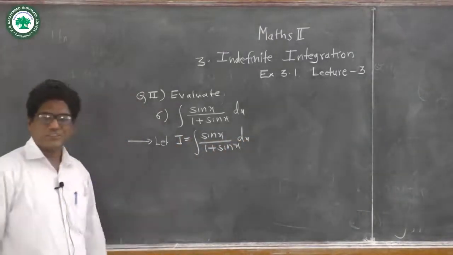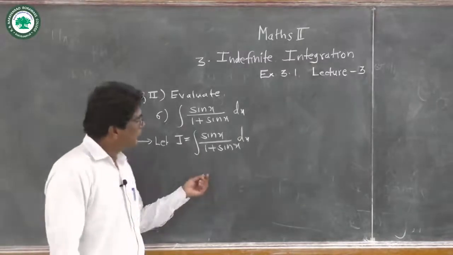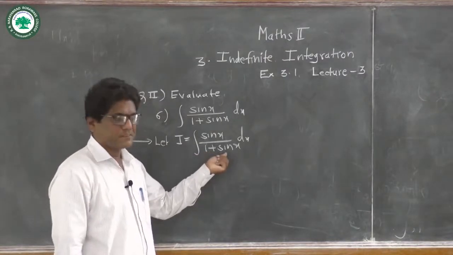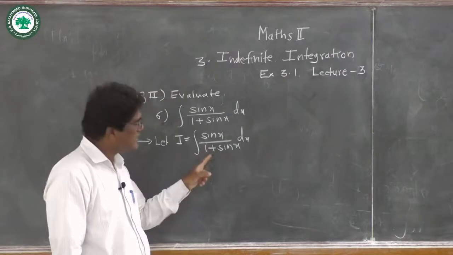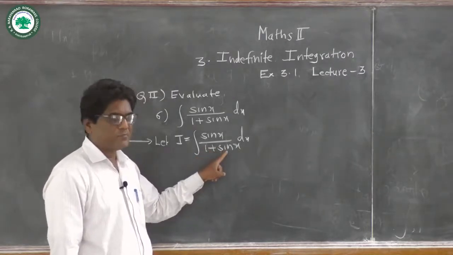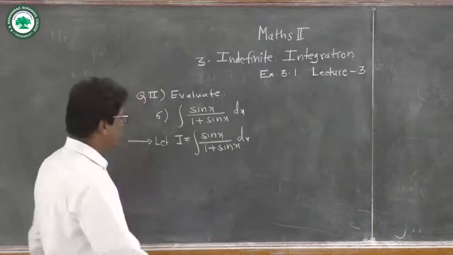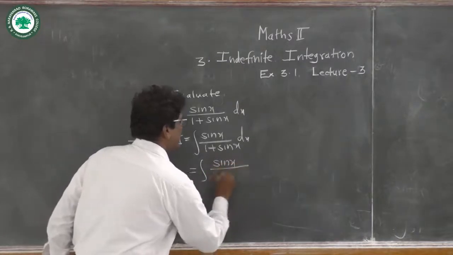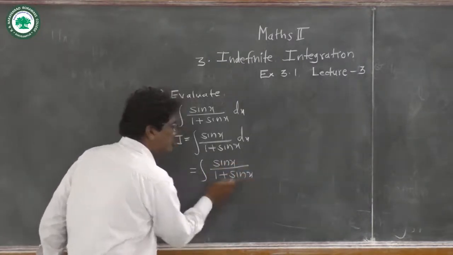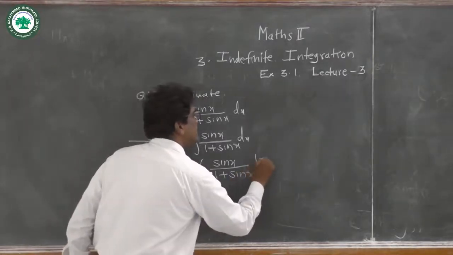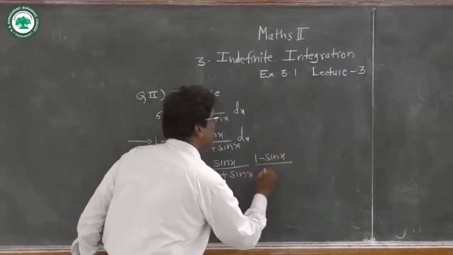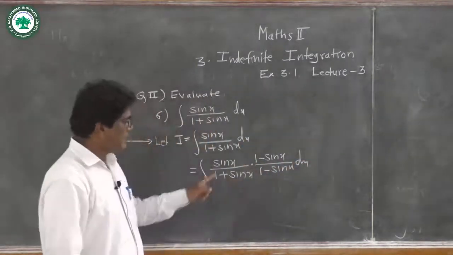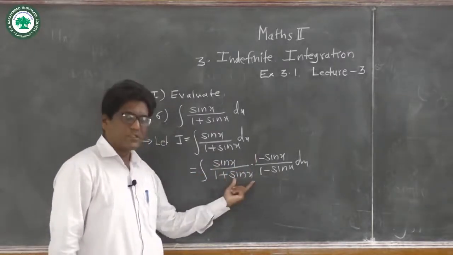Now to solve such a type of problems, we take the conjugate of the denominator. Here the denominator is 1 plus sin x, where the sign is plus, so we take its conjugate as 1 minus sin x and multiply to numerator and denominator. Therefore we get integration of sin x upon 1 plus sin x as it is, and multiply numerator and denominator by 1 minus sin x, dx as it is.